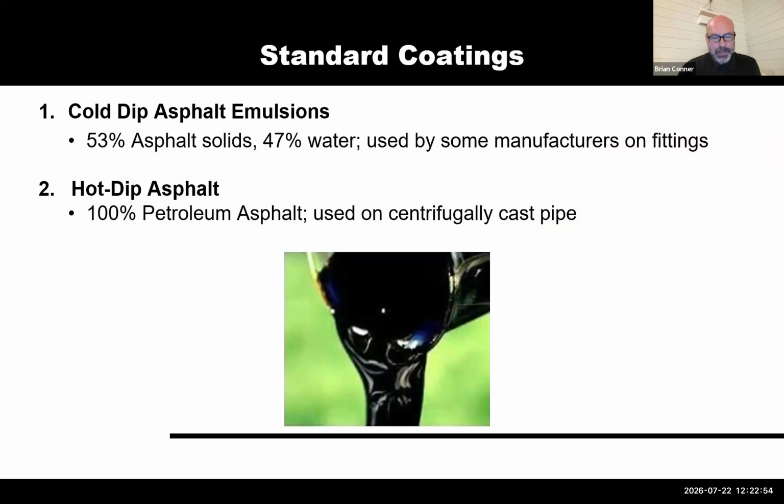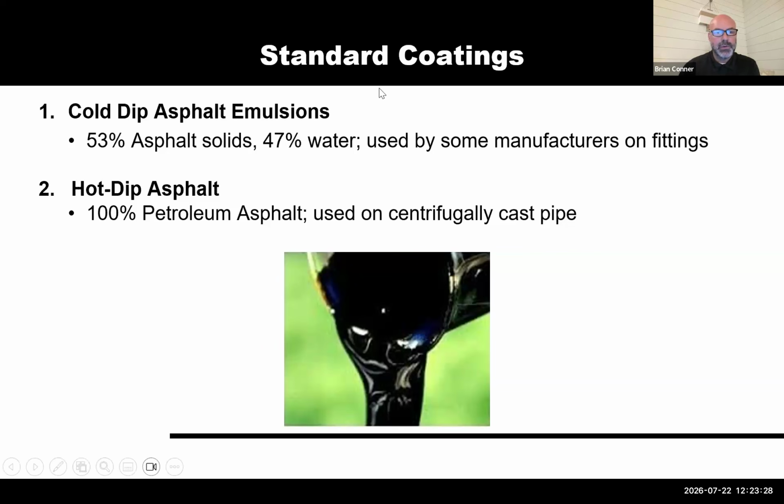Now, having covered couplings, let's talk a little bit about the coatings. That's really why we're out here today, right? So your standard cast iron pipe and fittings, the fittings are coated in a cold dip asphalt emulsion. That's 53% asphalt solids and 47% water. Most manufacturers are using this for coatings on their fittings. I work for Charlotte Pipe, and ours are a little different.